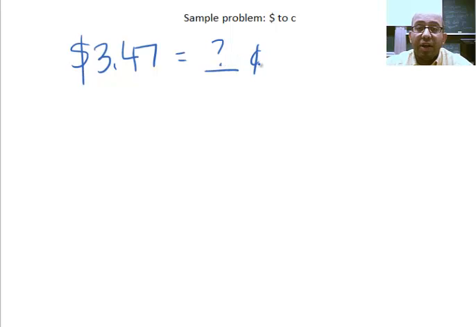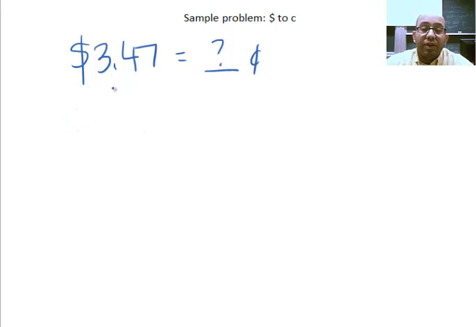So let's do a problem that you may be more familiar with, and we'll show you how to do this dimensional analysis method. Okay? So if I have $3.47, how many cents is that? Now I know in your head you could probably do that because you say, oh, there's 100 cents in a dollar. Well, let's show you how to do this in the dimensional analysis method, and I think it'll be very clear how you will use this method to do problems that are less intuitive.